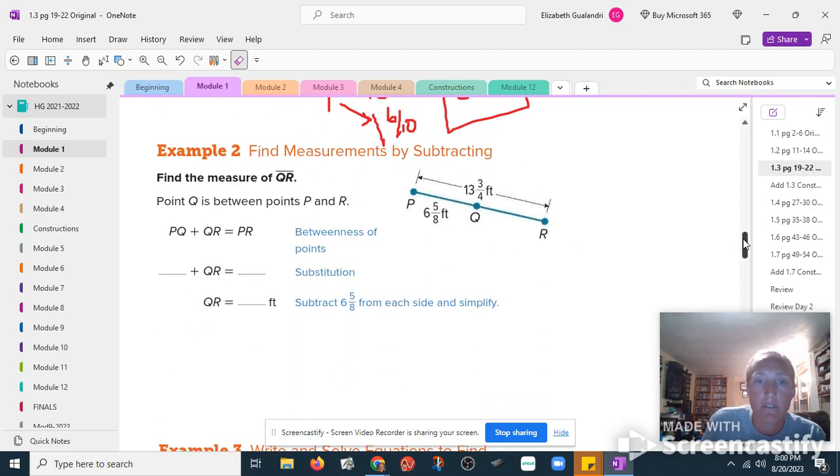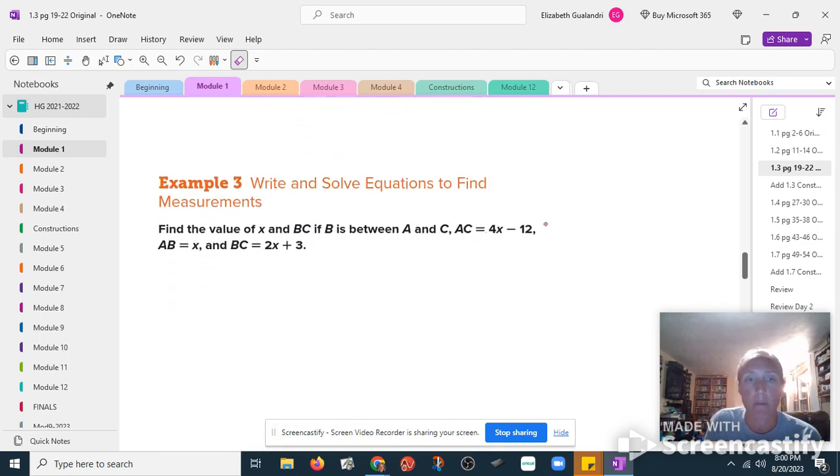Example 2 talks about finding measurements by subtracting. So just be careful when you look at stuff that, for instance, in this one, it's not part plus part equal the whole. That 13 3/4 is the whole here, and the 6 5/8 is the part. So I'm going to skip going through that one, but that's the idea that I want you to get from that one. Write and solve equations to find measurements.